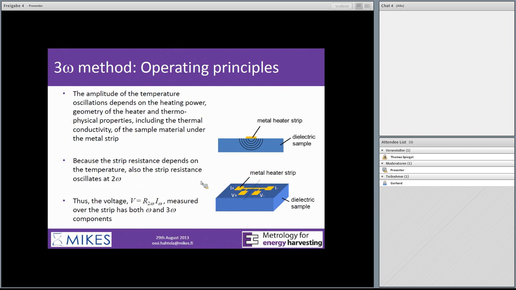The amplitude of the temperature oscillations at the heater strip depends on the heating power, the geometry of the heater, and also thermophysical properties of the sample material under the metal strip. And typically, we choose the strip material so that the resistance depends also on the temperature, and that means that the strip resistance also starts to oscillate at 2 omega frequency. Now, the voltage that we measure over the heater strip has both 1 omega and 3 omega components, and that gives the name for this method, 3 omega method.